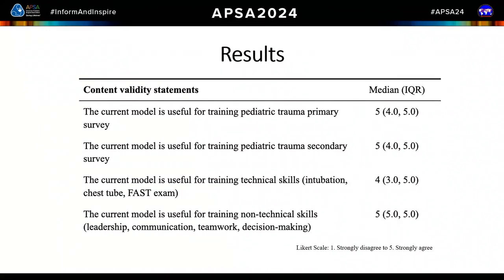For the content, they reported that it's good for primary survey, it's good to train secondary survey in pediatric trauma, it's excellent for non-technical skills. We had a problem with technical skills for virtual reality, as we know we don't have haptic feedback, so that can be some issue. But even though, they also agreed that it can be something useful.